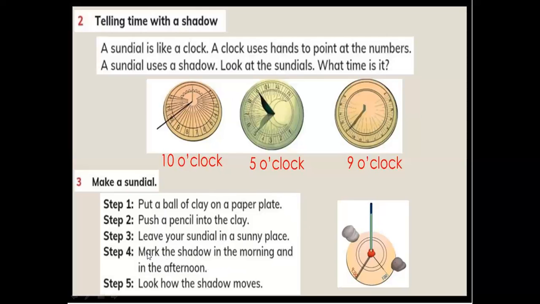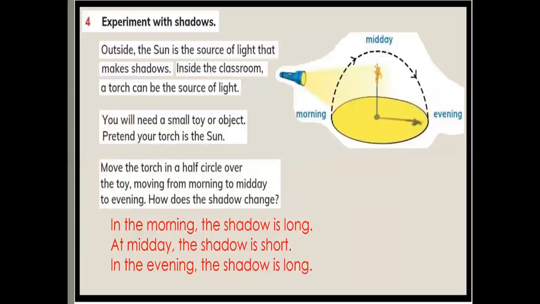In the previous lesson, we studied that in the morning the shadows are long, and at midday the shadows are short. And in the evening, again, the shadows are long. Look how the shadow moves. With the movement of the sun, the shadow of the sundial is going to move, and we are going to learn and understand about the time.